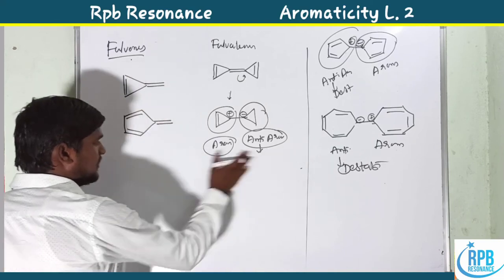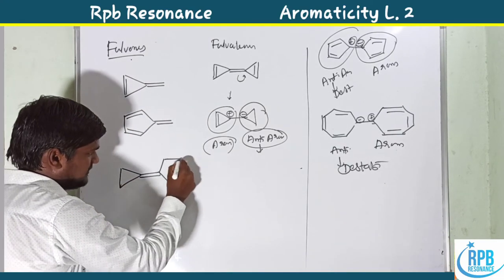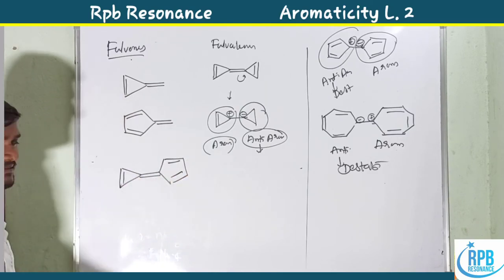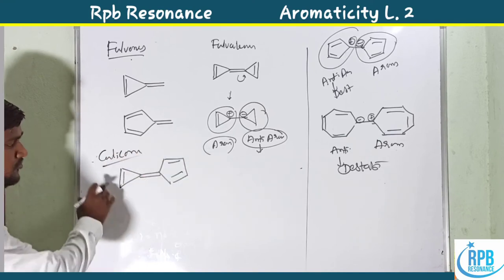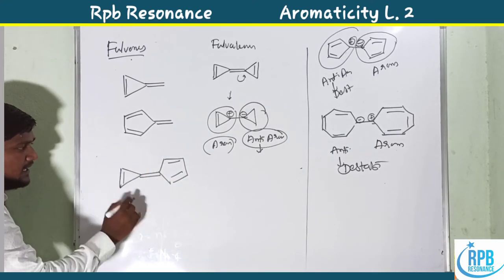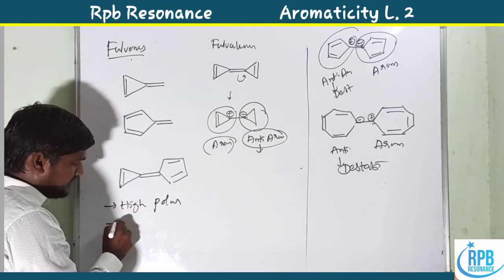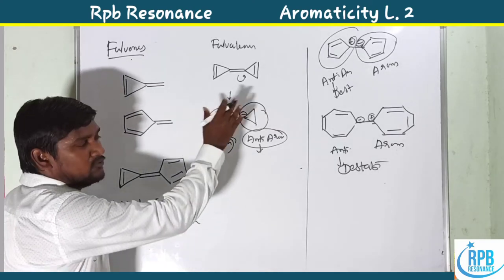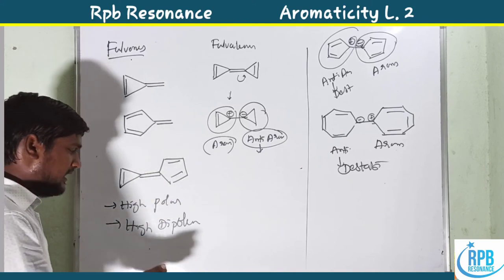Now again, there is one 3-membered ring and one 5-membered ring. Simply it is called tripentafulvalene, and it is known as calicene. These calicene molecules show higher polarity as well as a high dipole moment. It is also a fulvalene type, but it shows higher polarity, high dipole moment, and high stability.